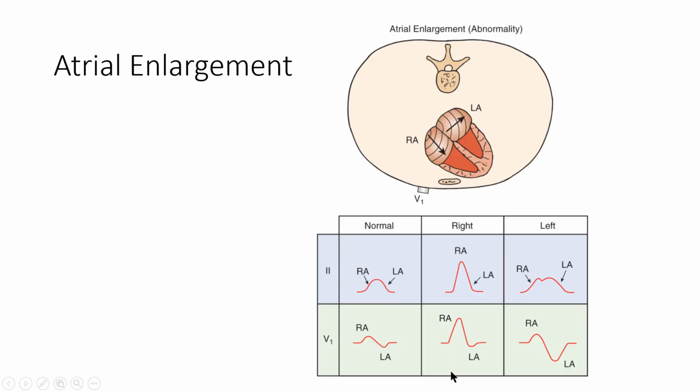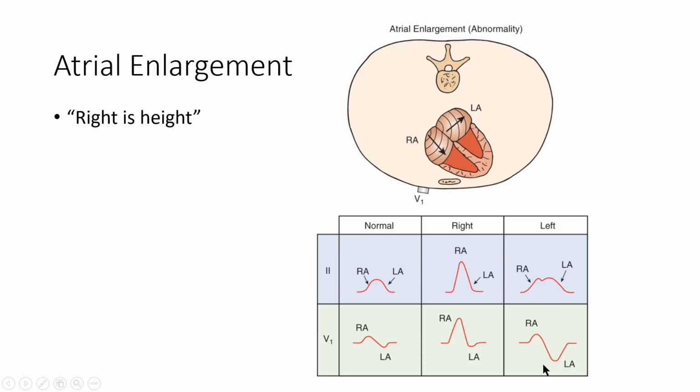With that in mind, we can look here in V1 and see that in right atrial enlargement, there is a significantly increased amplitude in the atrial portion of the P wave. If we go up to lead 2, also in right atrial enlargement, we can see that because there is no biphasic component to this P wave in lead 2, it simply is increased in amplitude. Consequently, we can say that for right atrial enlargement, right is height.